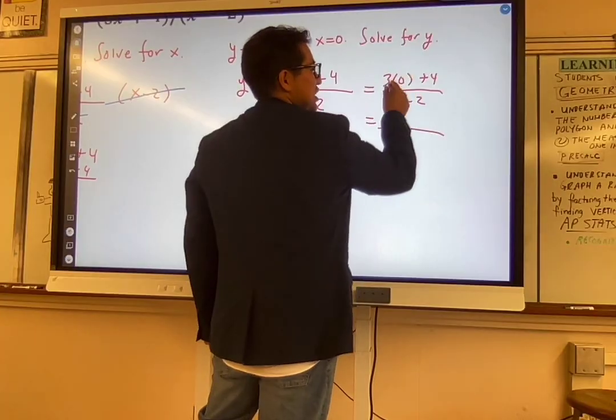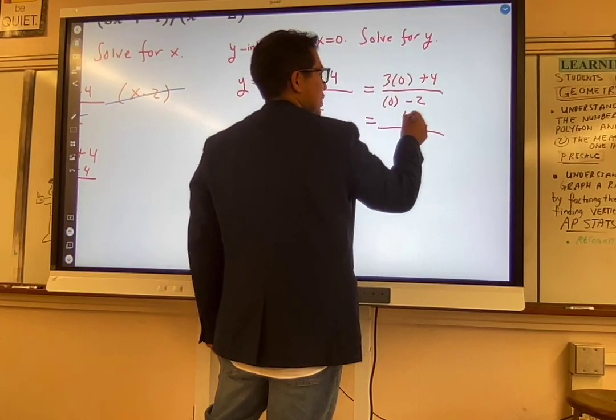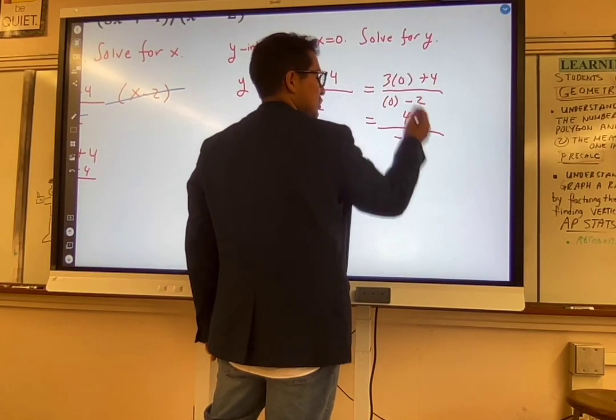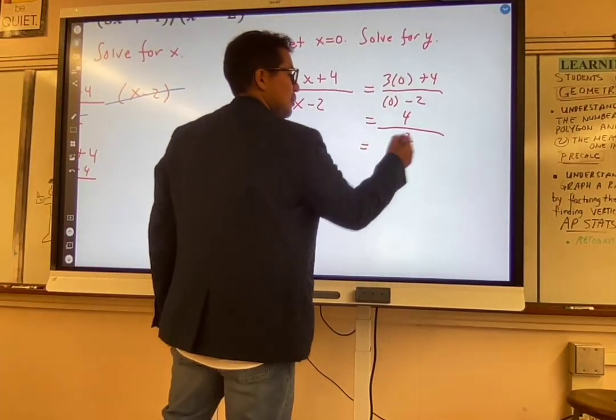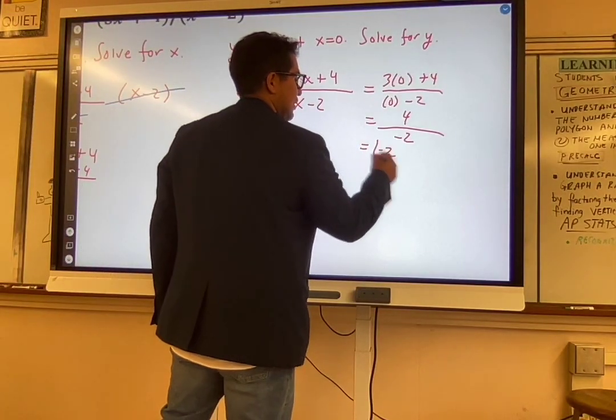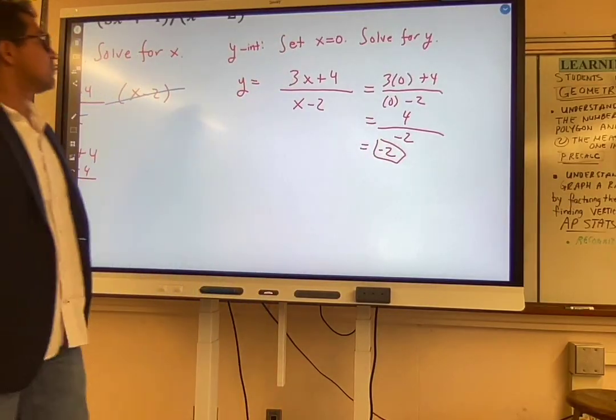So 3 times 0 is 0. 0 plus 4 is just 4 on the top. On the bottom, 0 minus 2 is negative 2. So I just get a negative 2 on the bottom. And so after I simplify my work, 4 divided by negative 2 is just negative 2 itself. That's my y-intercept, negative 2.